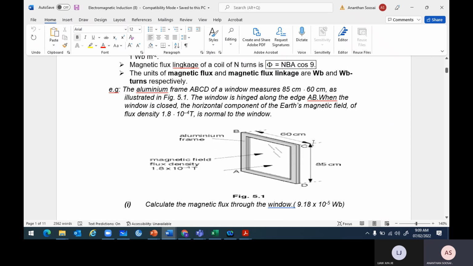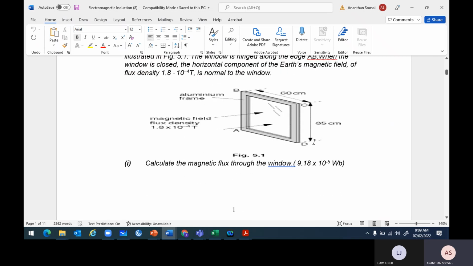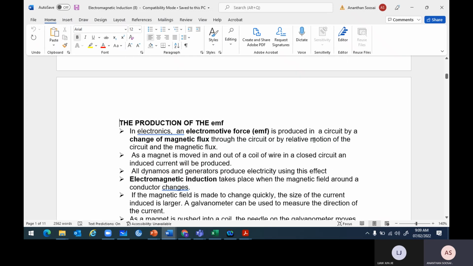Okay, so the day we did, what is the flux of this window, right? B dot A, magnetic field strength times the cross sectional area. The B was at 90 degrees. We did this, right? Okay.